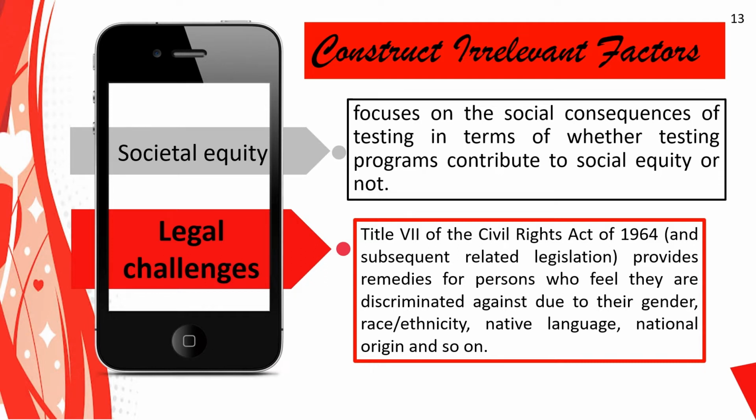For the legal challenges, we have Title VII of the Civil Rights Act of 1964 and subsequent related legislation, which provides remedies for persons who feel they are discriminated against due to their gender, race, ethnicity, native language, national origin, and so on.